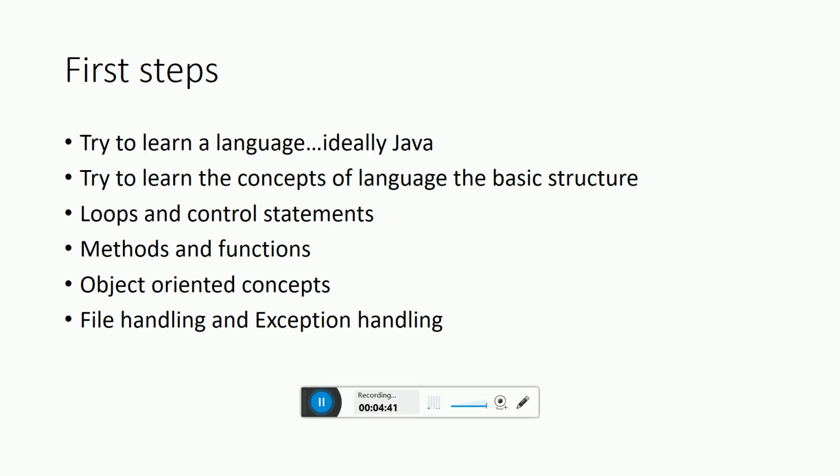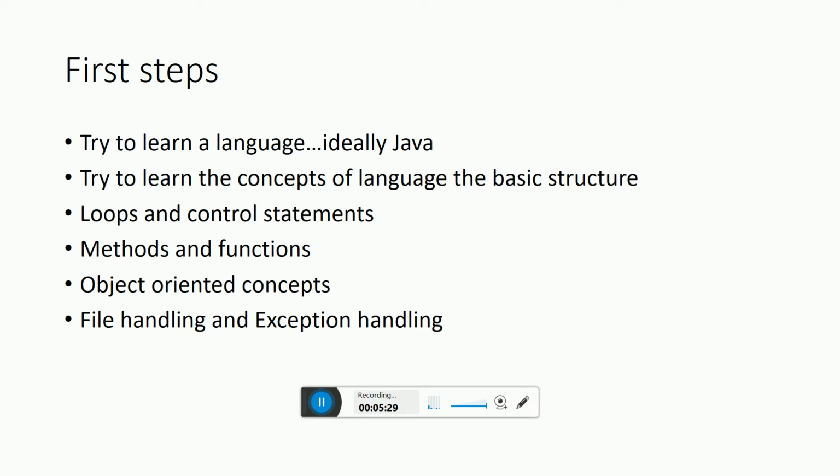Try to learn a programming language or scripting language. First try with one, don't learn multiple things. Java is a great language. So start with Java, then move into .NET, Python, Ruby, JavaScript. These are the upcoming test automation programming languages. Start with Java. Then try to learn the concepts of the language, the basic structure, how to write a basic program. Then look at the loops and control statements. These are very, very useful.